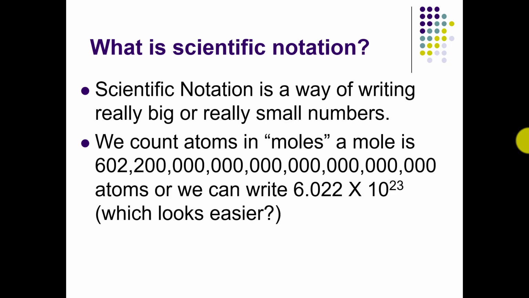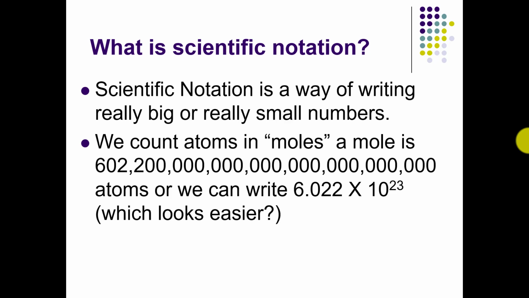So, like I said, we count atoms in moles, and the mole is 6.022 with 20 zeros after it. Like, that's a lot. Or we can write 6.022. Sometimes people do 6.02, 6.022. I think we'll most often do just 6.02 and leave off that other two, times 10 to the 23rd. So obviously the second one there is easier.